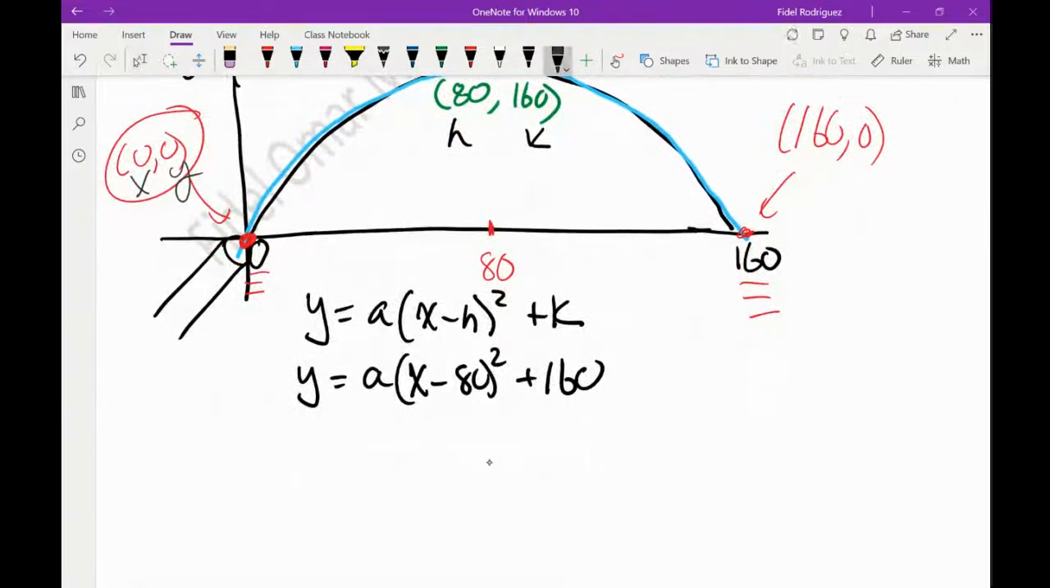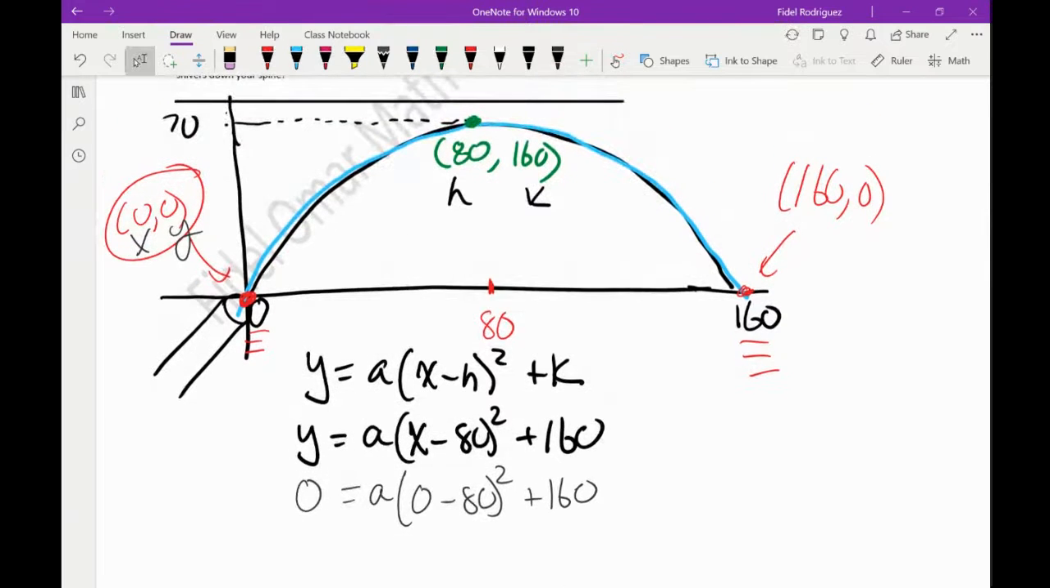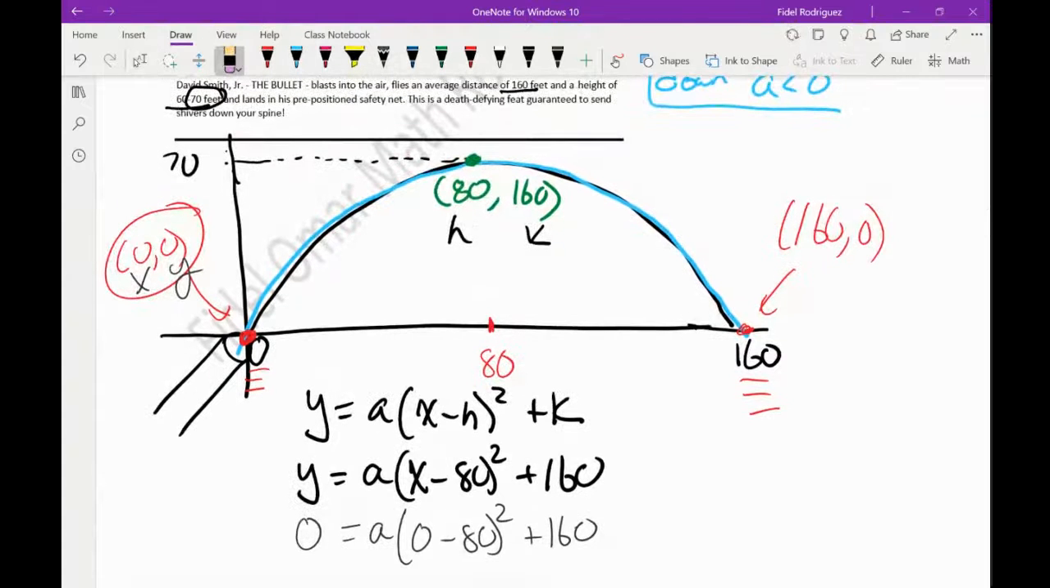So let me zoom up a little bit. I'm going to put 0 equals a times (0 minus 80) squared plus 160. Oops, you know what? I put the wrong number here, y'all. My bad. Wouldn't this number here have been 70? Because that's the height there. I just saw that right now. My mistake, my mistake.